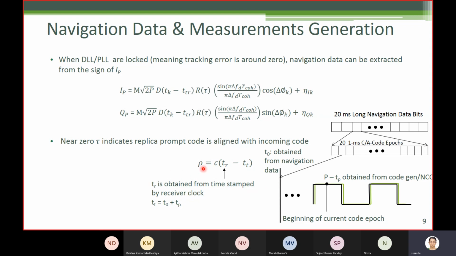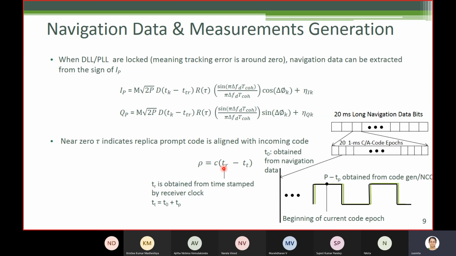Now to find the pseudo range, we need two times, right? c into TR, time of reception, minus time of transmission. So let's assume that at some time instant, this is the point, the current point of the code. At this point, we want to find the range to the satellite, the pseudo range to the satellite. So this point was received by the receiver at TR.